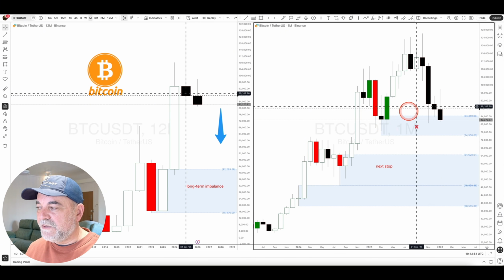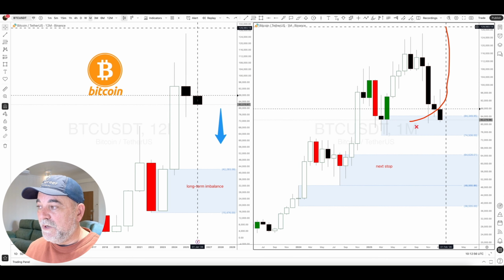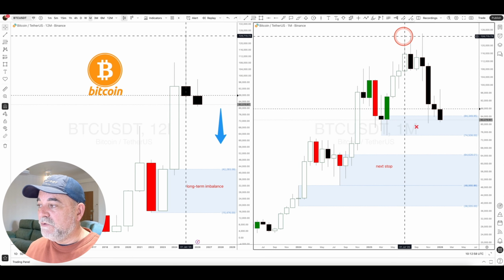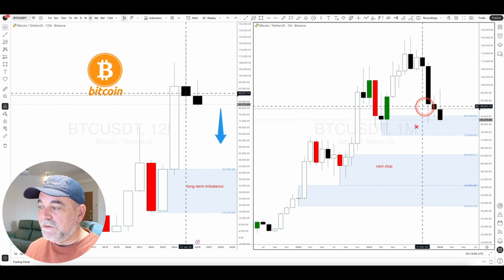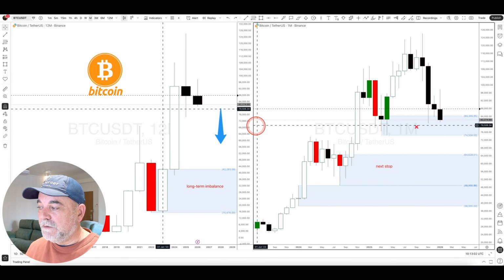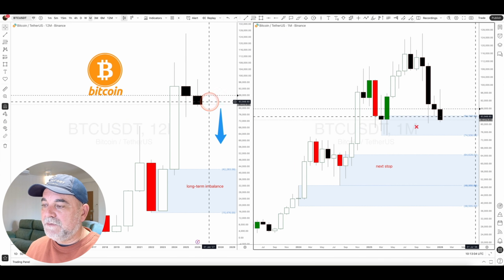We have to manage our position. This is not a long-term position where we are expecting price to reach $200,000. This is a swing position of Bitcoin, and now it's not a good idea. So let's see what happens.